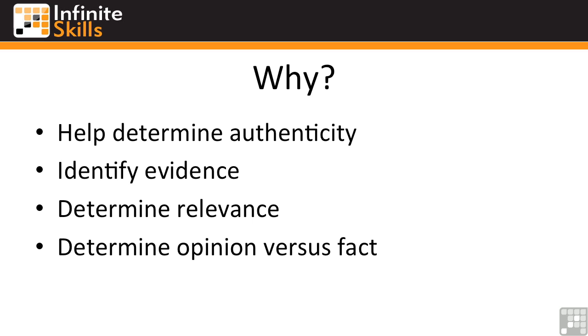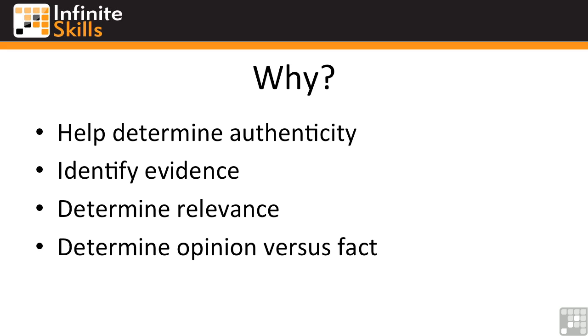So why do we have the federal rules of evidence? Well, they help determine authenticity of evidence. So you are presenting the best evidence possible, and you're not presenting something that's inaccurate or incomplete or has been manipulated in some way to not be authentic. So they're there to help determine authenticity. They're also there to help identify evidence. So what is the evidence and how does it relate to the case? So is it relevant? The federal rules of evidence determine relevance.